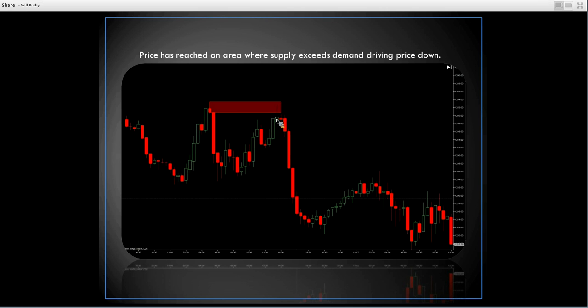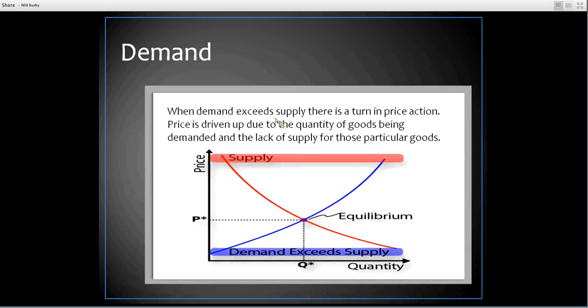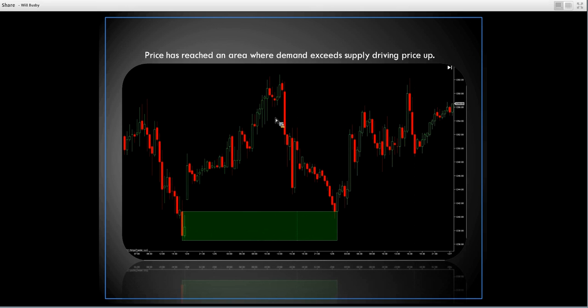We want to tell the market not what it wants to hear. We want to tell the markets what we are valuing it at and what we're willing to pay. Okay? Kind of skip through this a little bit faster, guys. Demand's just the opposing. Obviously, when demand exceeds supply, there's going to be a turn in price action up. Okay? All right, that's due to the quantity of goods being demanded and the lack of supply for those particular goods. All right? This is what it looks like on a price chart.